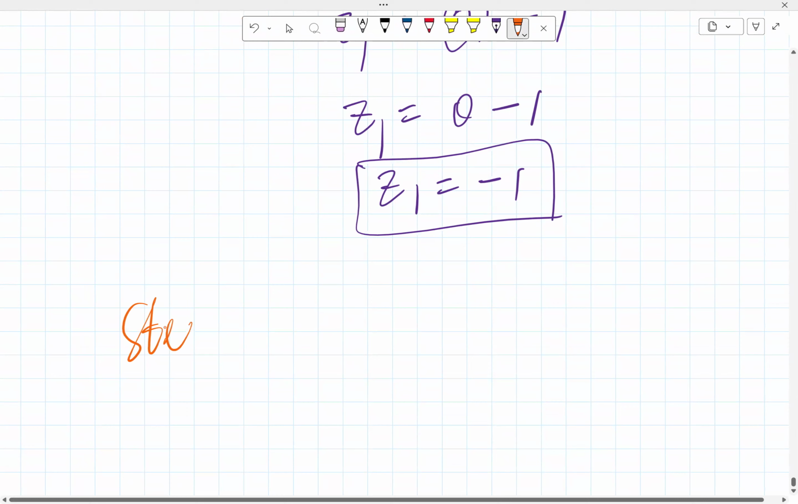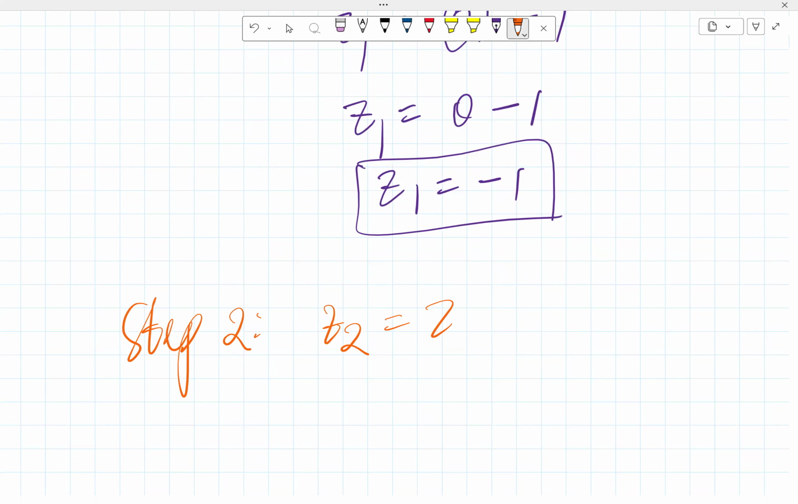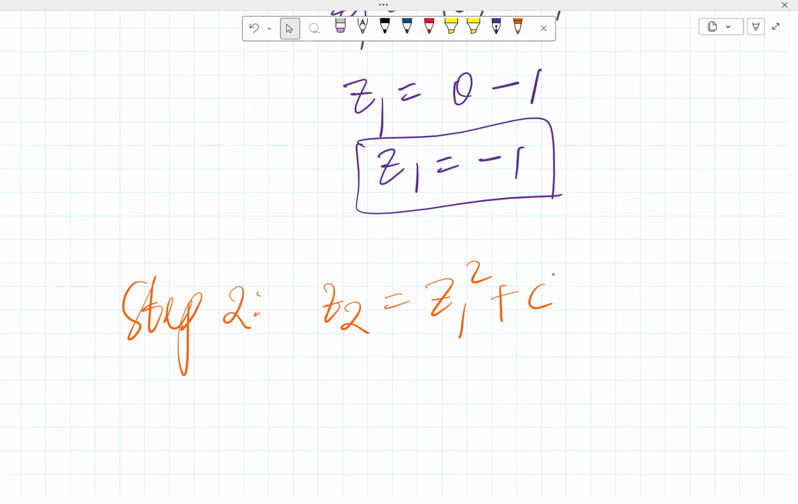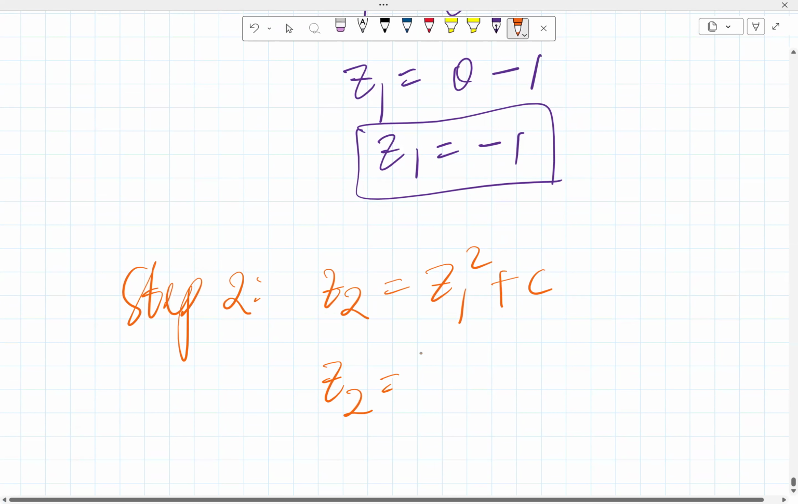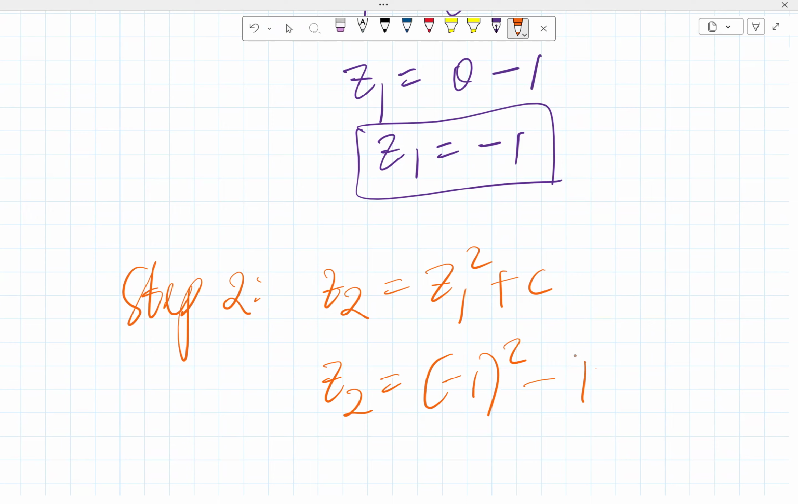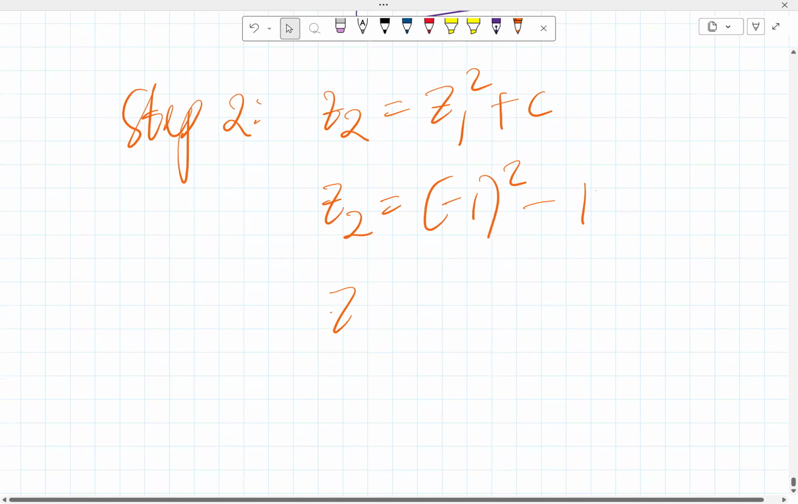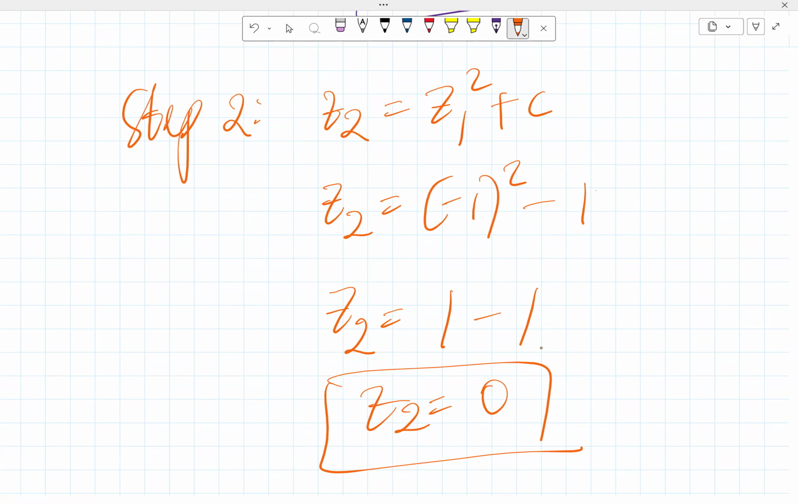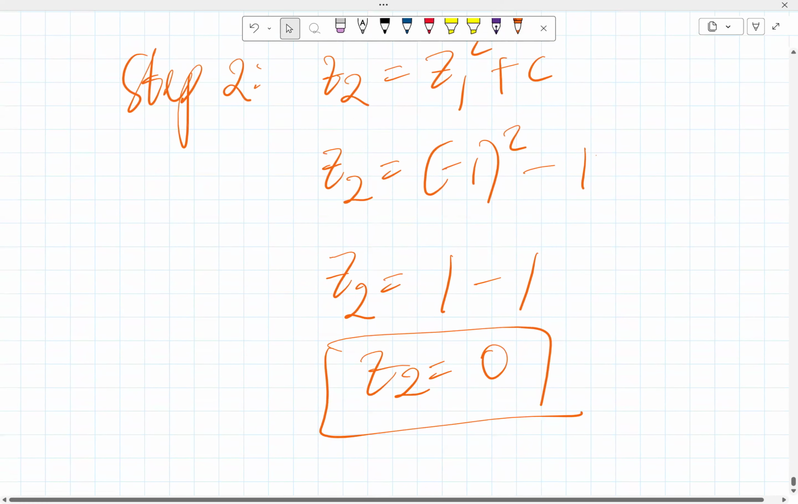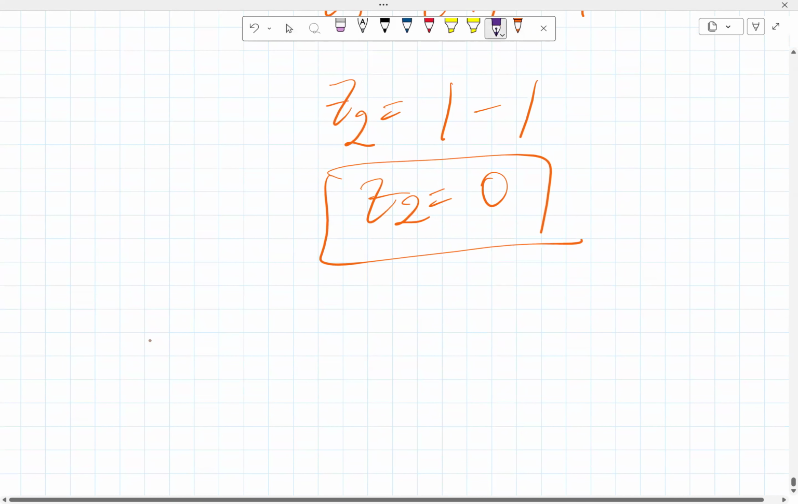For step 2, we have Z2 equal to Z1 squared plus C. C is minus 1, right? So Z1 is minus 1, squared, minus 1, which is C. So minus 1 squared is 1, minus 1. So Z2 is equal to 0. And then we move on to step 3.